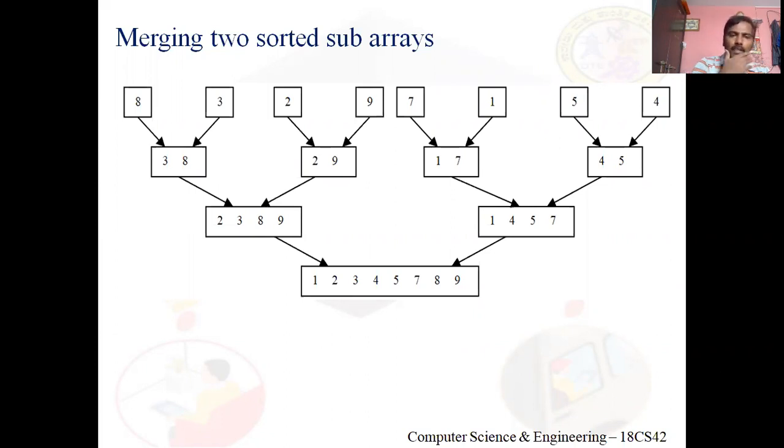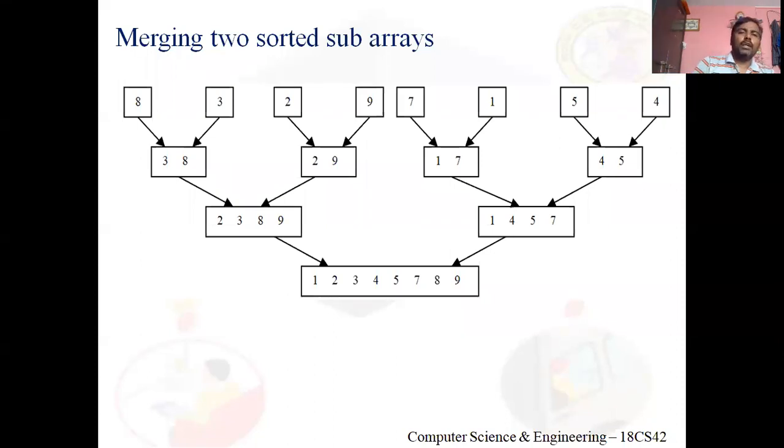Got it? The second level, what you're observing, is nothing but a solution, a sorted array. In this, all are sorted. In all the levels, I repeat, the nodes you are seeing are the sorted solutions. So 3 8, of course 2 9, 1 7, 4 5, all sorted.